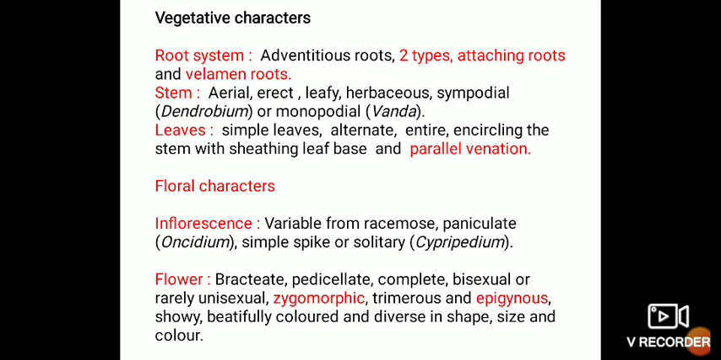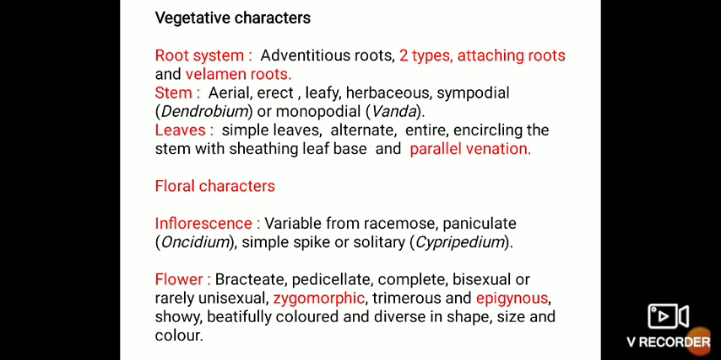Coming to vegetative characters, the root system is an adventitious root system, which shows two types of roots, attaching roots as well as velamen roots. Velamen roots are the characteristic feature of epiphytic species. The stem is aerial, erect, leafy in nature, herbaceous, sympodial in Dendrobium or monopodial in Vanda. The leaves are simple, alternate in nature, entire, encircling the stem with a sheathing leaf base, and show parallel leaf venation.